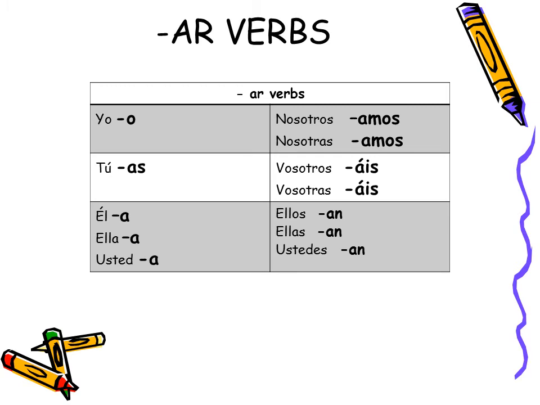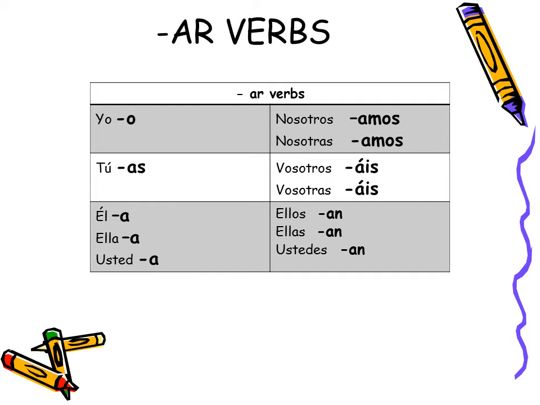We know that yo ends in o, tú ends in as, él, ella, and usted end in a, nosotros and nosotras end in amos, vosotros and vosotras end in áis, and ellos, ellas, and ustedes end in an. So we learned about AR verbs.